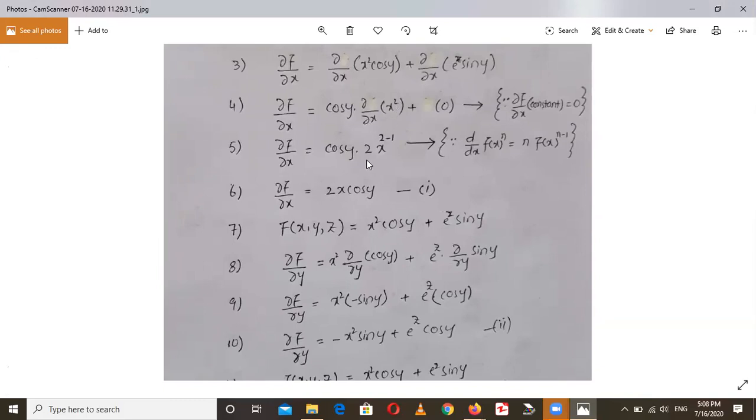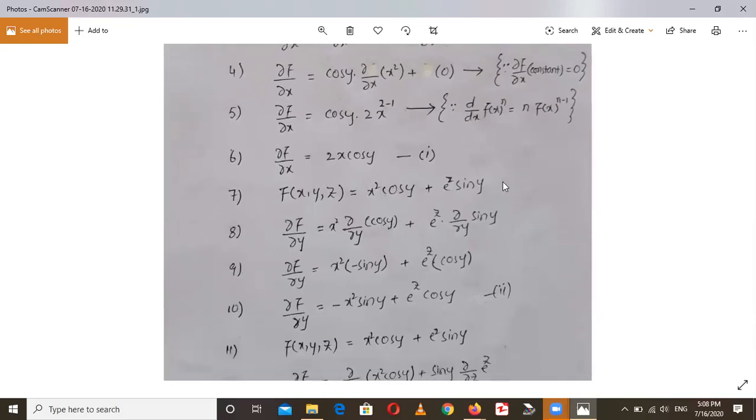Acha, this 2 will come forward, and I subtract 1 from this power. So this basically becomes the power rule, and I mentioned this power rule in front of this step. You can see clearly. Awesome, thank you very much.